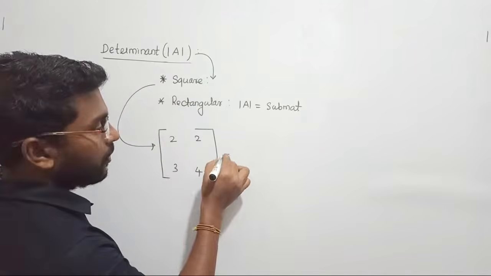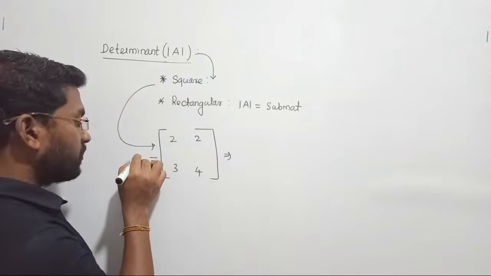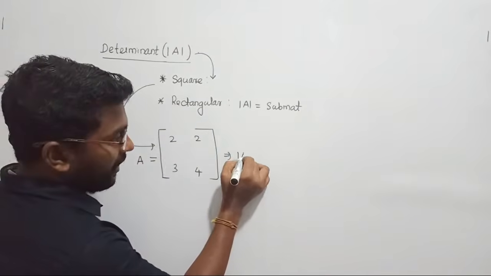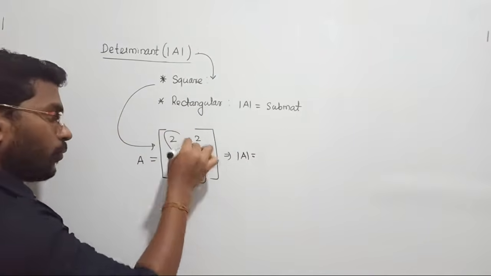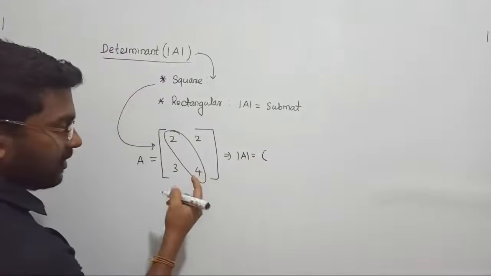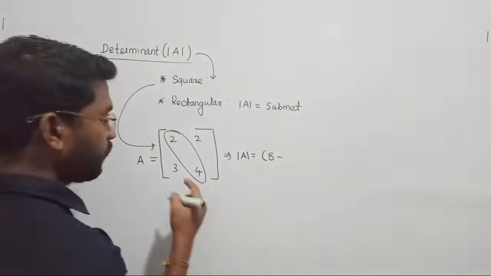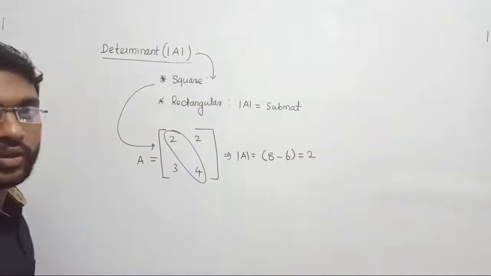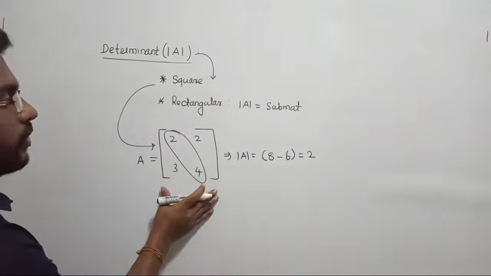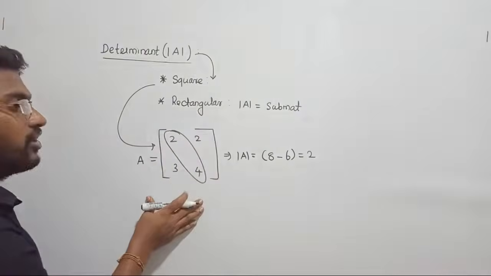Let me call this matrix A. If you want to know the value of the determinant of this matrix, simply what will you do? Find the product of the diagonal, that is 2 cross 4, 8, minus the product of the half diagonal, which is 6, so it is going to be 2. That is the complete determinant for the square matrix.